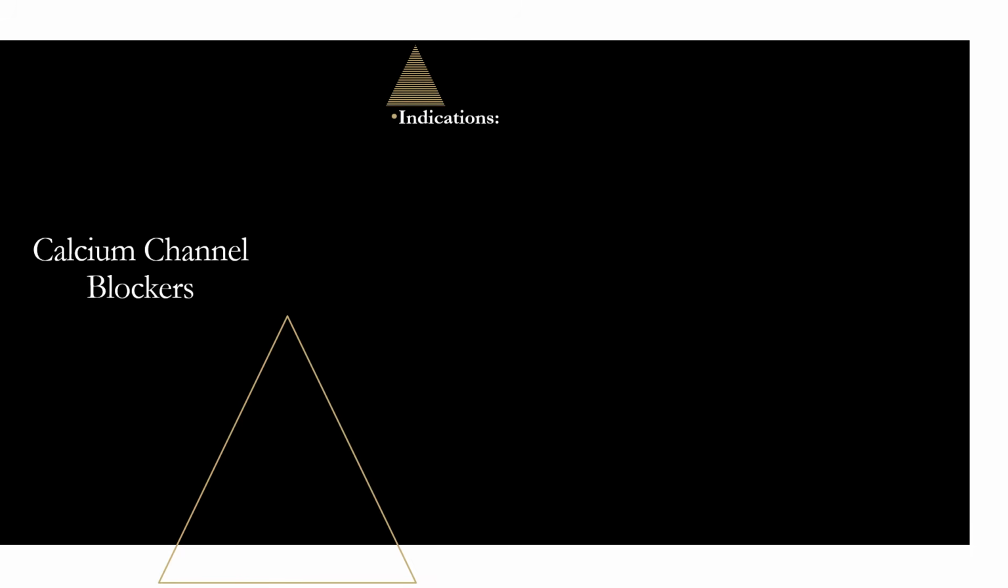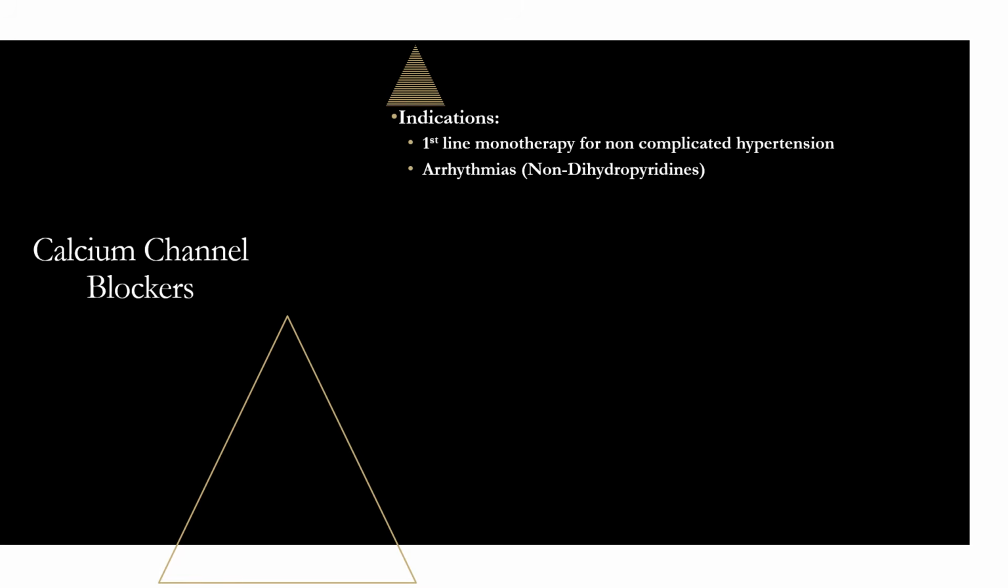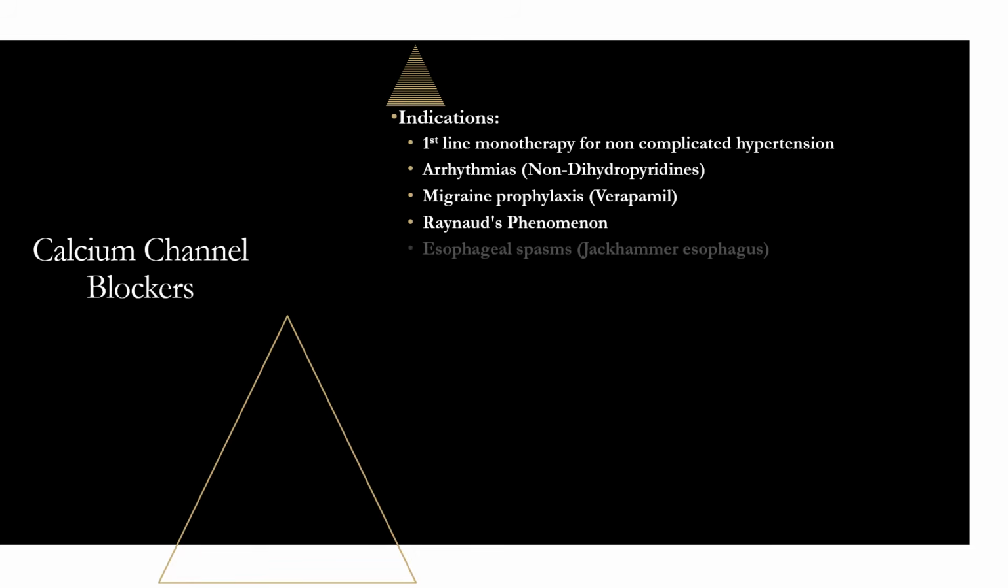Now, calcium channel blockers, the indications, there's a few outside of hypertension, but they are first-line monotherapy for non-complicated hypertensive patients, but then they have some other uses as well. So the non-dihydropyridines, again, like I said, because of the effect on the AV node, they can be used in arrhythmias. Migraine prophylaxis and verapamil. And Raynaud's phenomenon is another big one too. That's one of the first-line pharmacologic therapies for Raynaud's phenomenon. And then esophageal spasms, which is another one where calcium channel blockers, because of the relaxation on the smooth muscle, can help in things like jackhammer esophagus. So those are some other utilizations for calcium channel blockers outside of being first-line monotherapy for non-complicated hypertension.